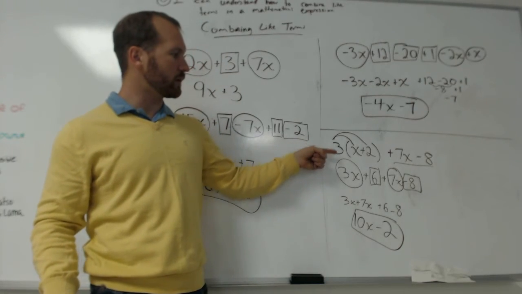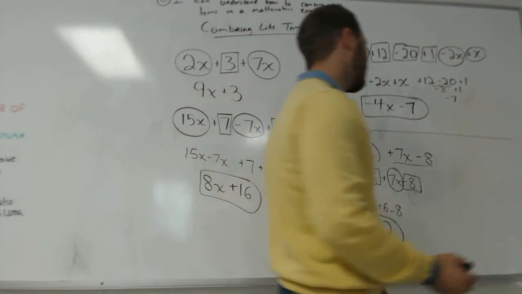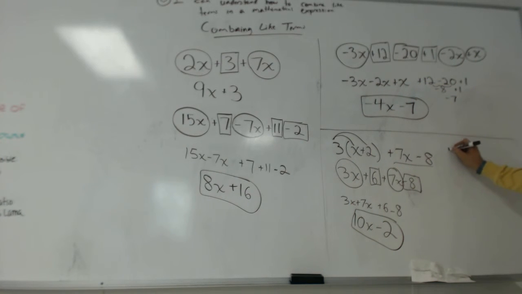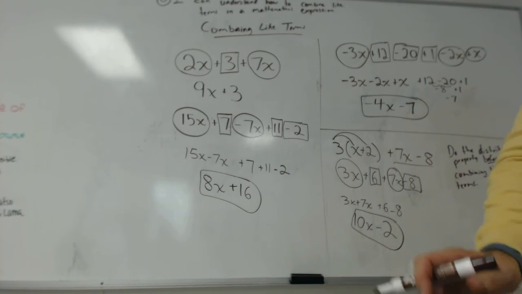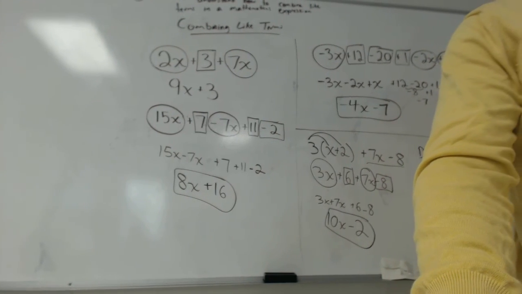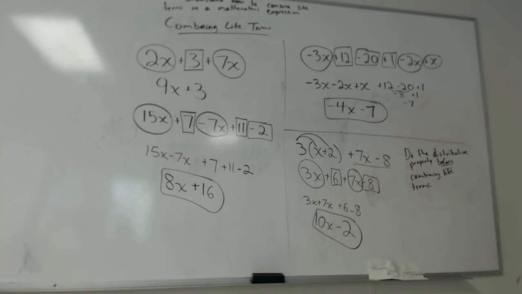The key here was we did distributive property first. In your notes, you probably want to make a note to yourself. Something like, do the distributive property before combining like terms.